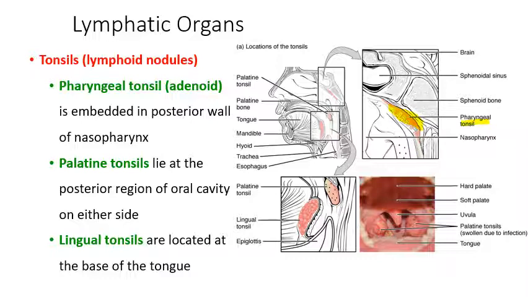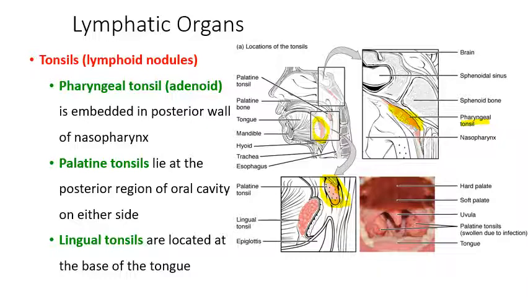Palatine tonsils, those are at the back of the oral cavity on either side of your mouth. So the palatine tonsils, here they are, located at the back of the oral cavity on either side of the mouth. And then lingual tonsils are at the base of the tongue. So if we look way down here at the base of the tongue, you can find your lingual tonsils.